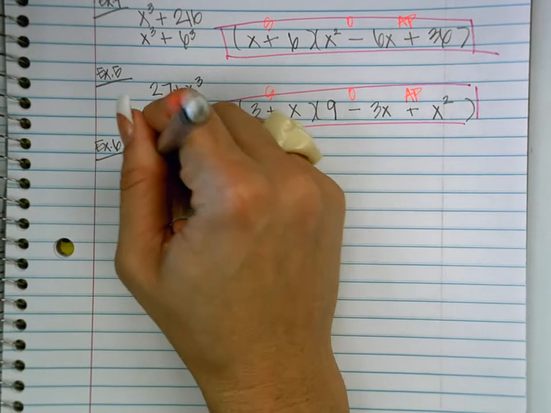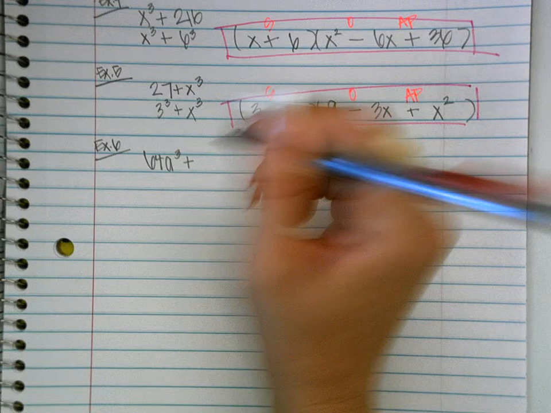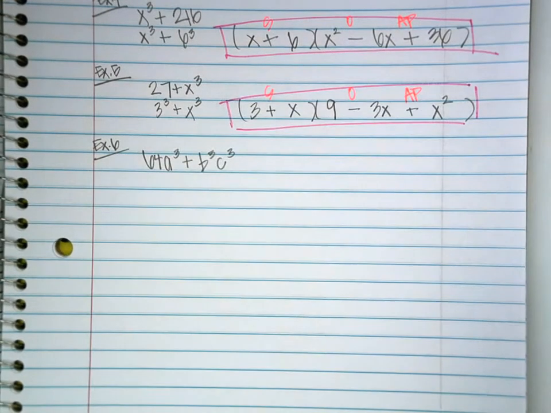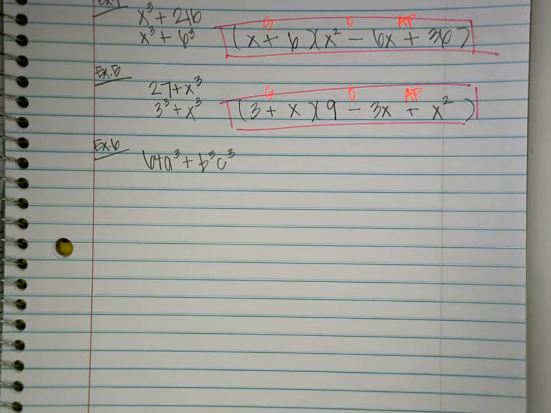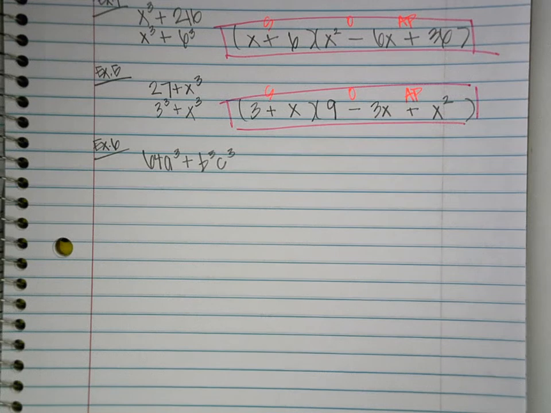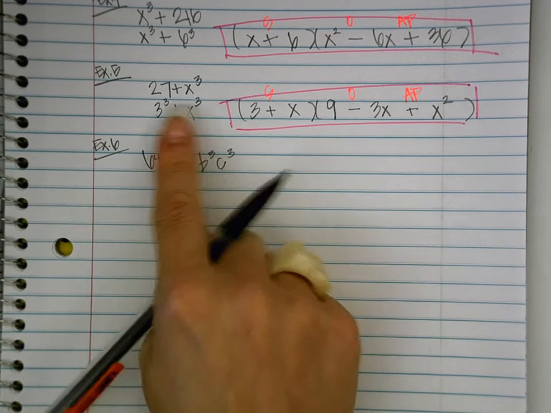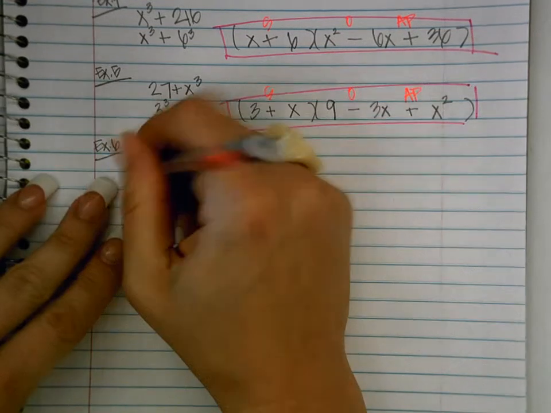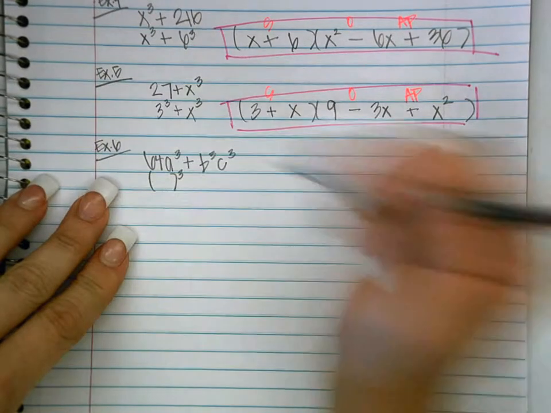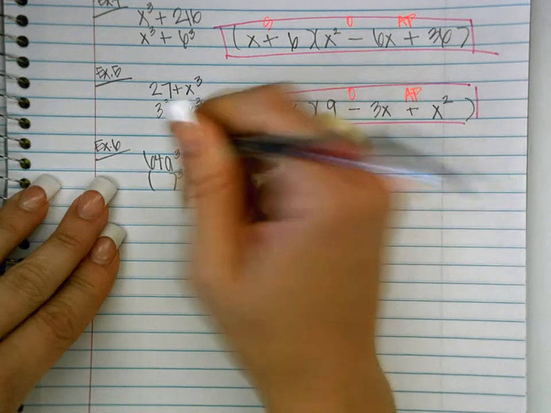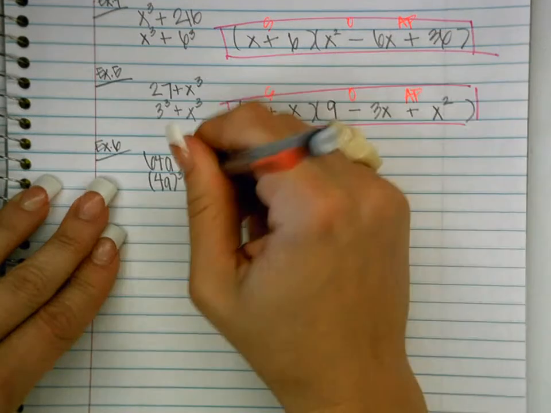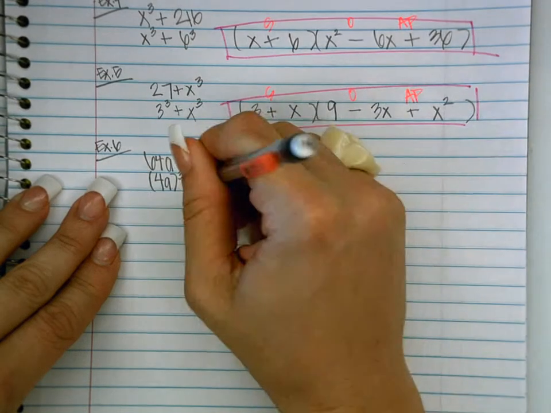64a cubed plus b cubed c cubed. This is where it gets important to take that second step and write what is being cubed. So what is being cubed to give you 64a cubed? 4 and an a. Okay, so I'm going to write them in parentheses. What's being cubed to give you b cubed c cubed? B and c.